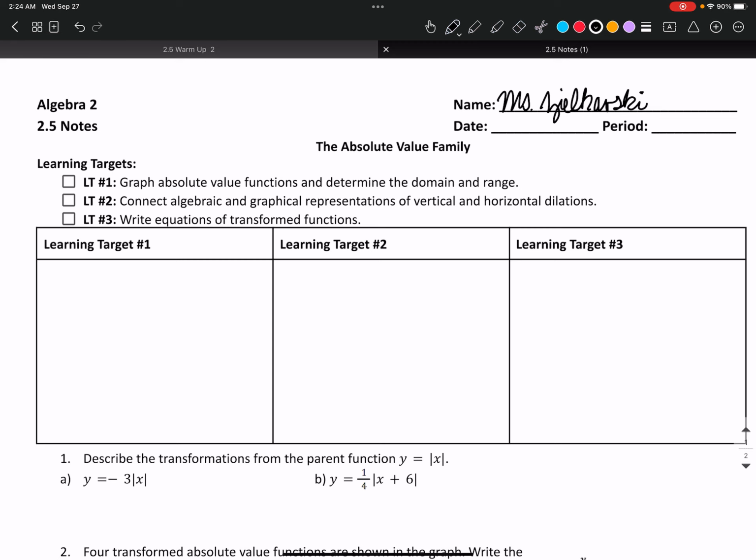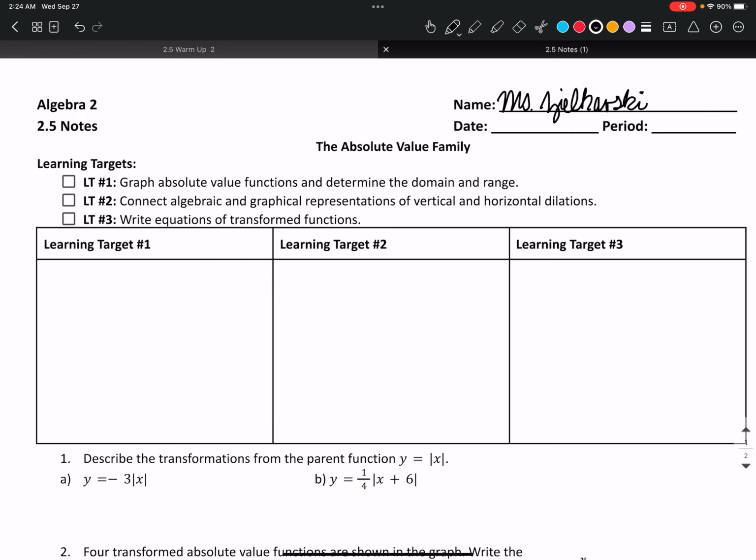In this video, I'm going to talk about the absolute value family, and we have 3 learning targets. We're going to graph absolute value functions and talk about their domain and range. We're going to talk about dilations, which in the warm-up will be thought of as the vertical stretch, vertical shrink, horizontal stretch, horizontal shrink. The fancy word for those is dilations.